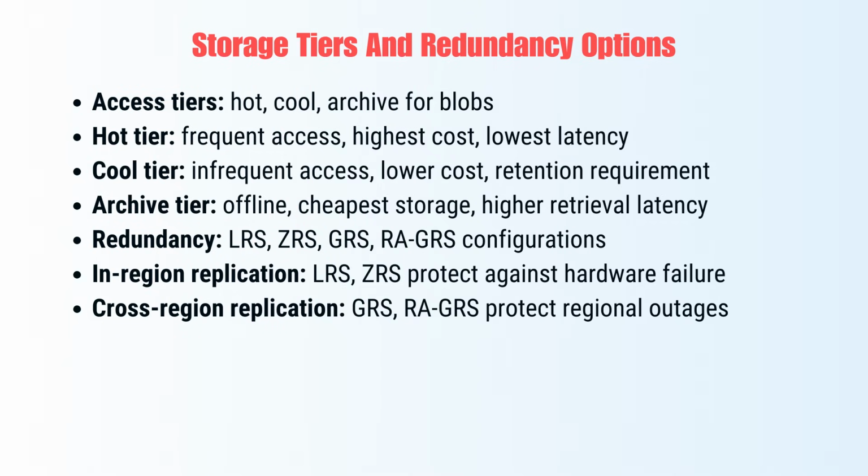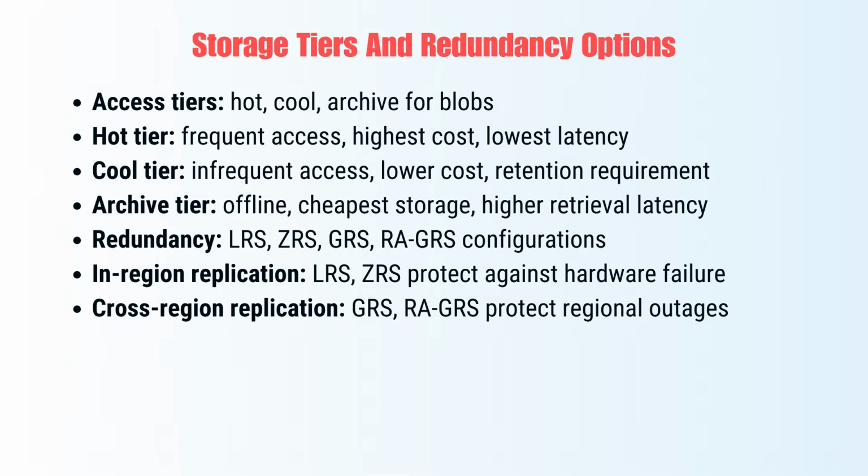Archive tier, for rarely accessed data, like long-term backups or compliance archives. It's the cheapest to store, but data is offline and must be rehydrated before you can access it, which takes time and incurs higher retrieval costs. Choosing the right tier depends on how often you read the data and how quickly you need it.